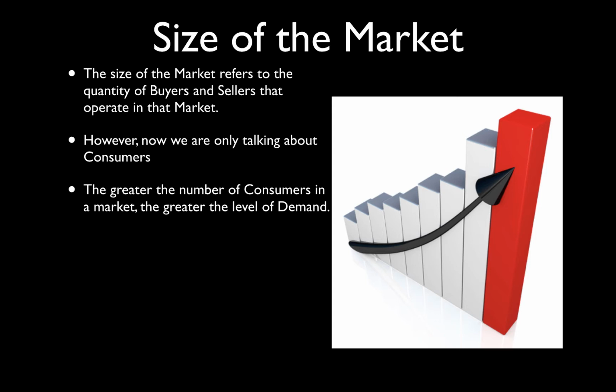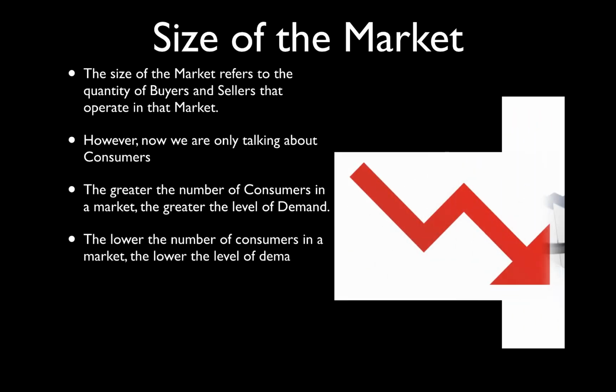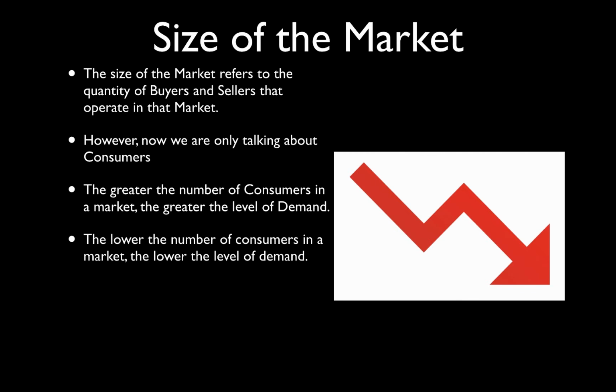So just think about this for a second. I hope it's relatively obvious to you why this may be true. The greater the number of consumers in a market, the greater the level of demand. If there's lots of people in a market, you would imagine that lots of things are being bought, ceteris paribus. So the lower the number of consumers in a market, the lower the level of demand. If there's very few people seeking to buy in a market, then ceteris paribus, the less that will be bought.